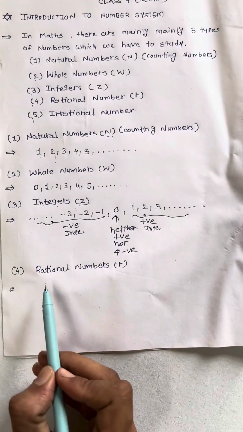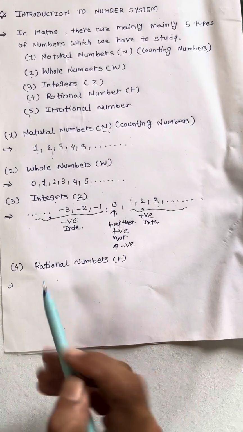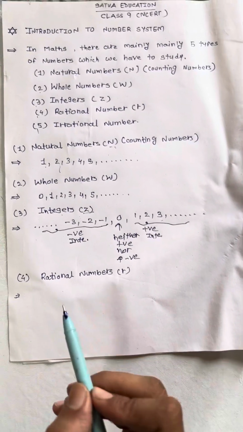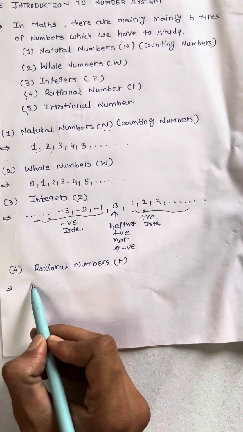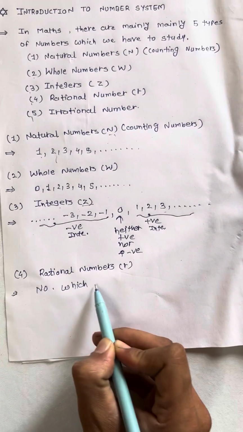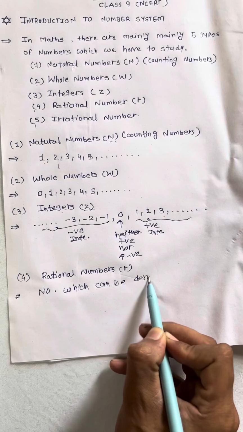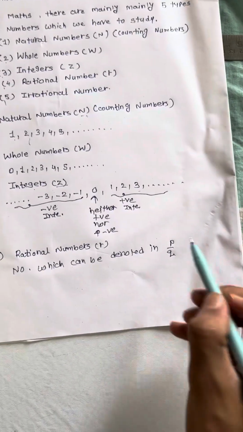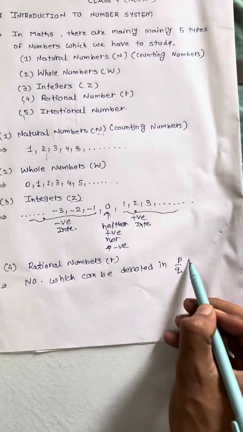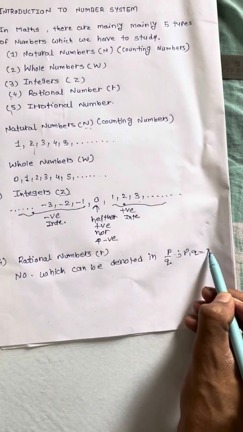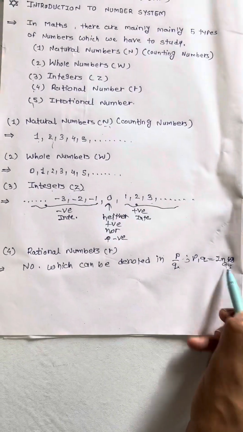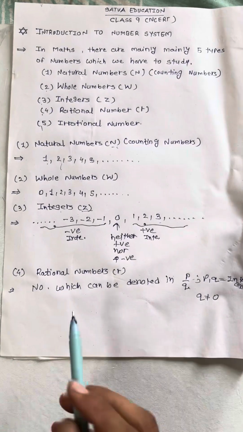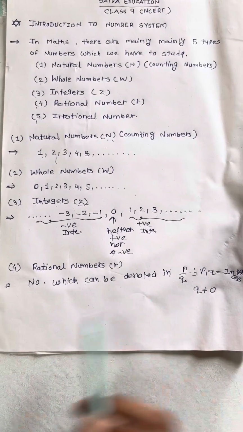The fourth set of numbers is rational numbers. First of all, for rational numbers we have to study the definition. A rational number is a number which can be denoted in p and q form, where p and q are the numerator and denominator. This is the very important thing: p and q must be integers and the value of q does not equal 0. So rational numbers are numbers which can be denoted in the form p by q.